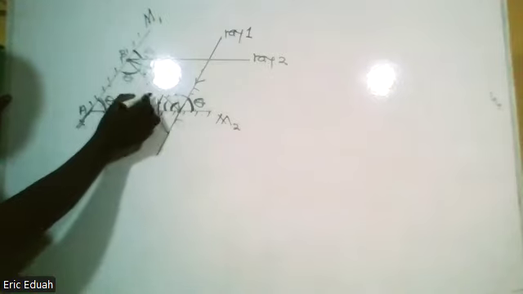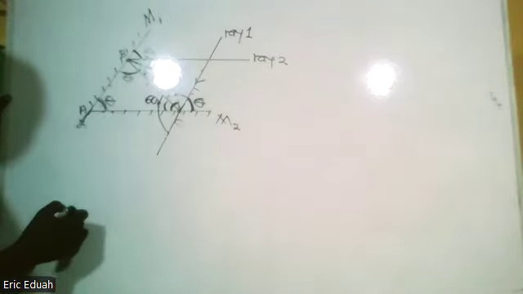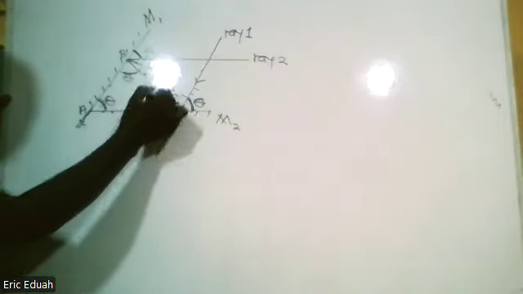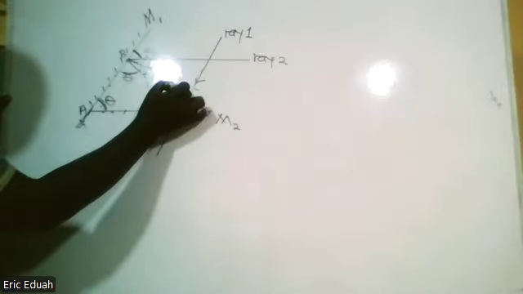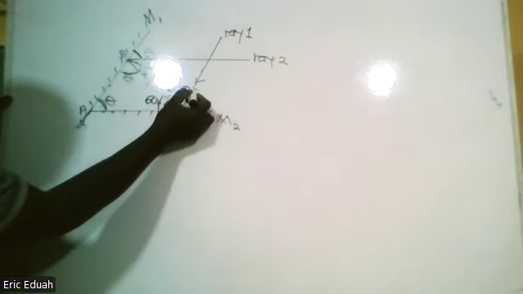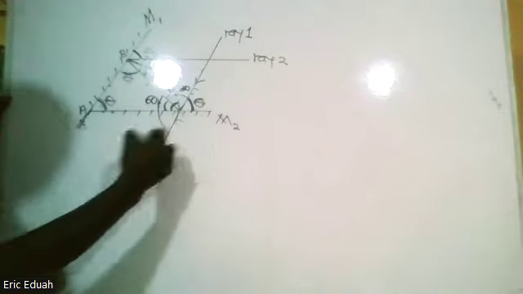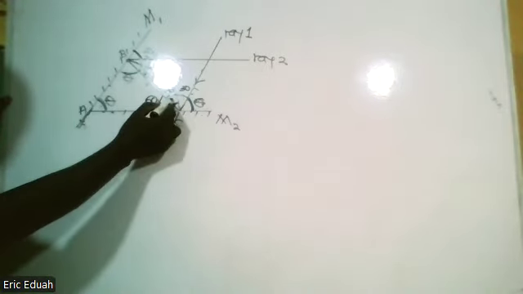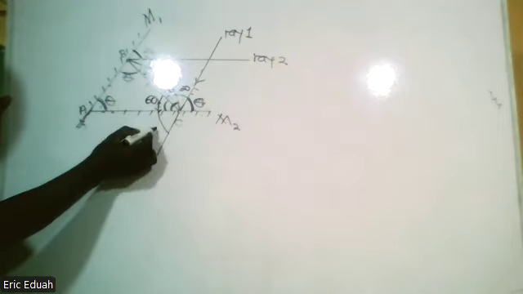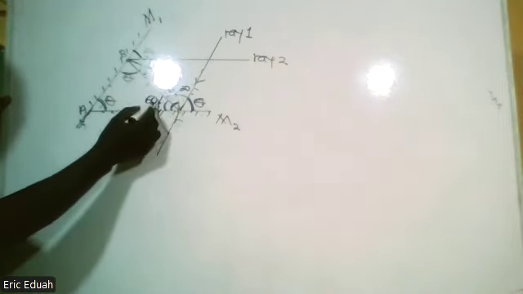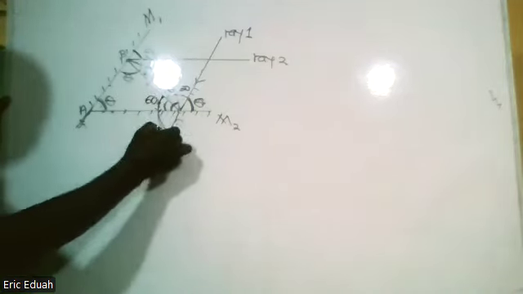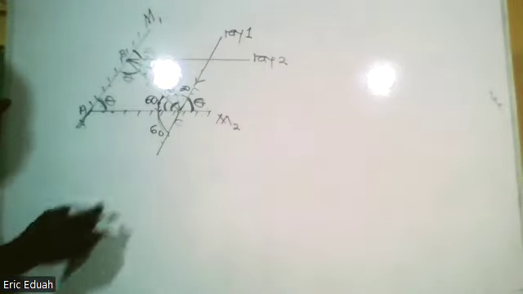This is now 60. Meaning this is 30. This is also 30. The whole angle is 180. So if this is 30, and this is 60, this will certainly be equal to 60 plus 60, 120. So the angle of deviation becomes 120.